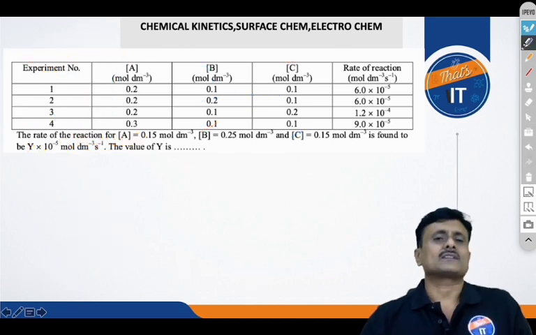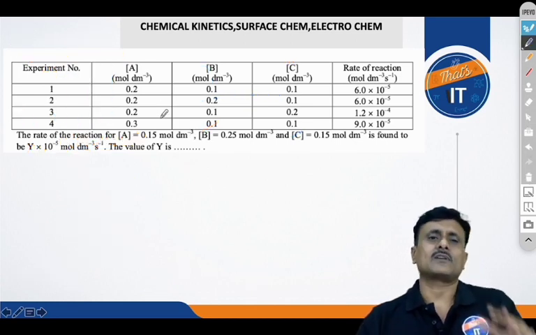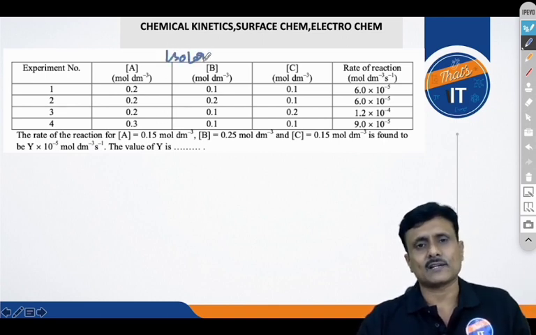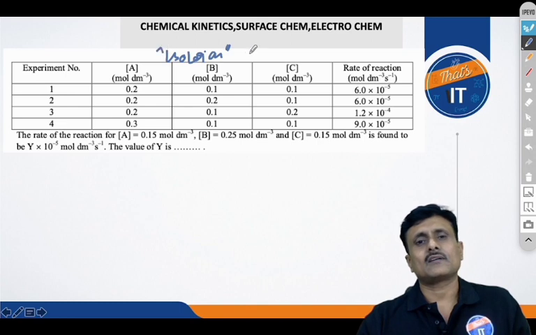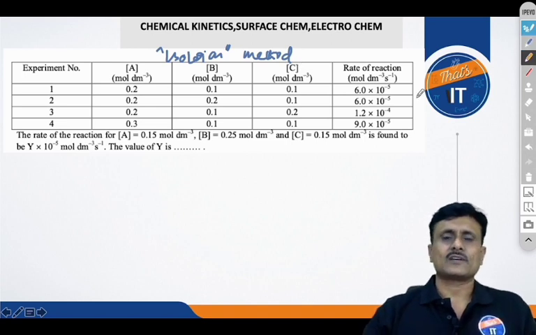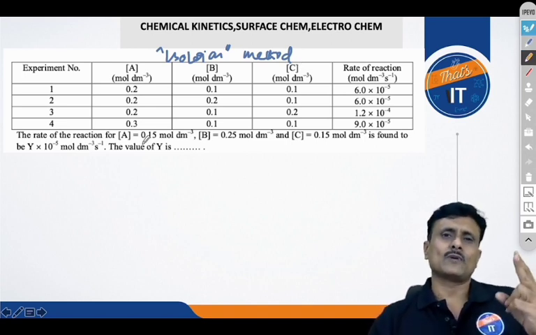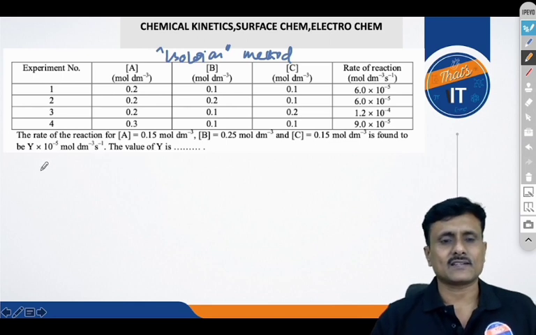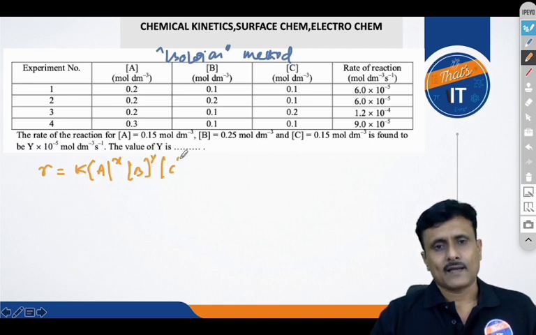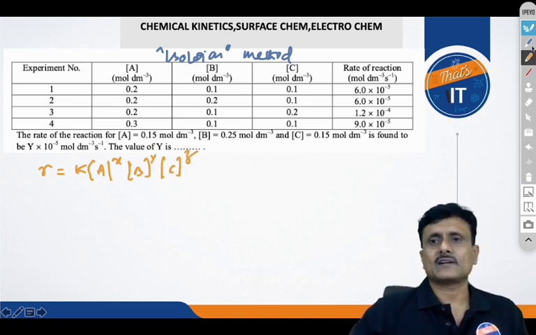You have to use shortcuts at certain times while solving these questions by keeping things constant. This is called the isolation method. If you want to find out the order of a reaction with respect to any component, you make the other concentrations constant and do it. So, I am going to keep two values constant at a time so that I can write the rate law predicting the orders of A, B and C respectively. I will assume that the orders with respect to A, B, C are x, y and z.